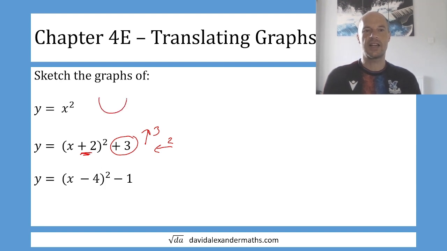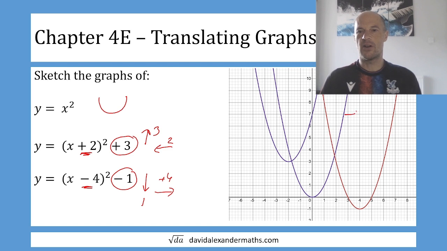So if this is our x squared graph, then all we need to do is just move it up 3 and then 2 to the left, which we'll see in Desmos in a second. This minus 1 tells me I'm moving the graph down 1, and inside the brackets minus 4 affects the x. Do the opposite of what it says, so add 4 to the x value, so we're going to be moving it 4 to the right. So 4 to the right, 1 down. So let's just take a look.